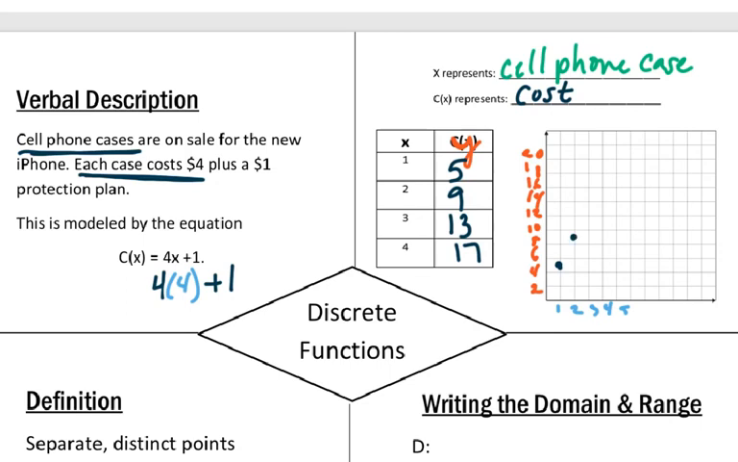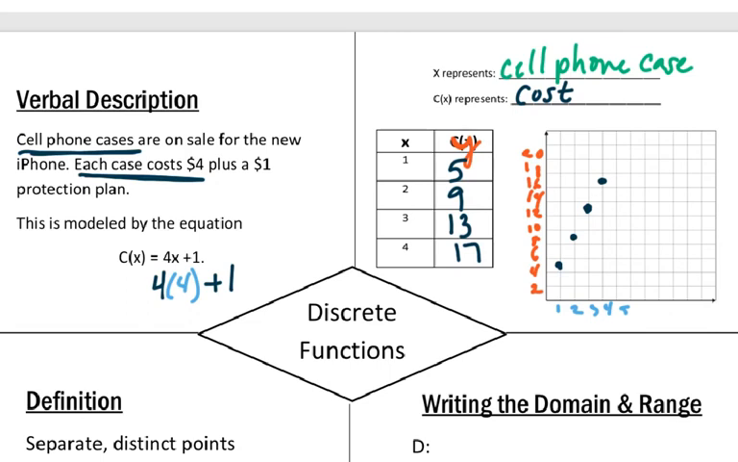Okay, next one. It says when the x value is 3, the y value is 13. So that ordered pair, 3, 13 is approximately right there. And then finally, when the x value is 4, the y value is 17, which is approximately right there.